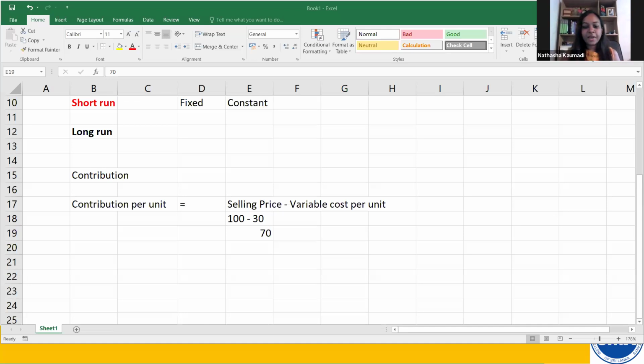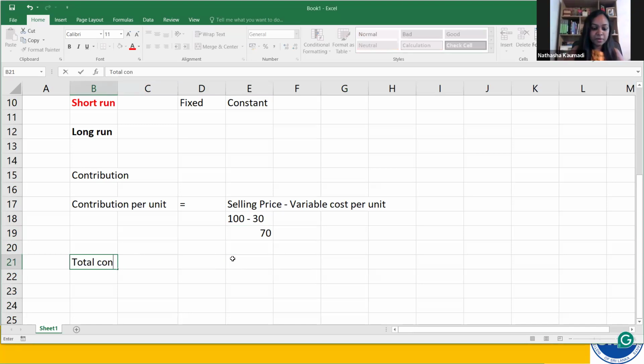Right? Okay. In that case, shall we calculate the total contribution as well? Total contribution, that is contribution per unit. Can you give me the formula for total contribution? How can we calculate total contribution? We have a question: is it fixed cost of production? No, fixed cost of the whole organization.